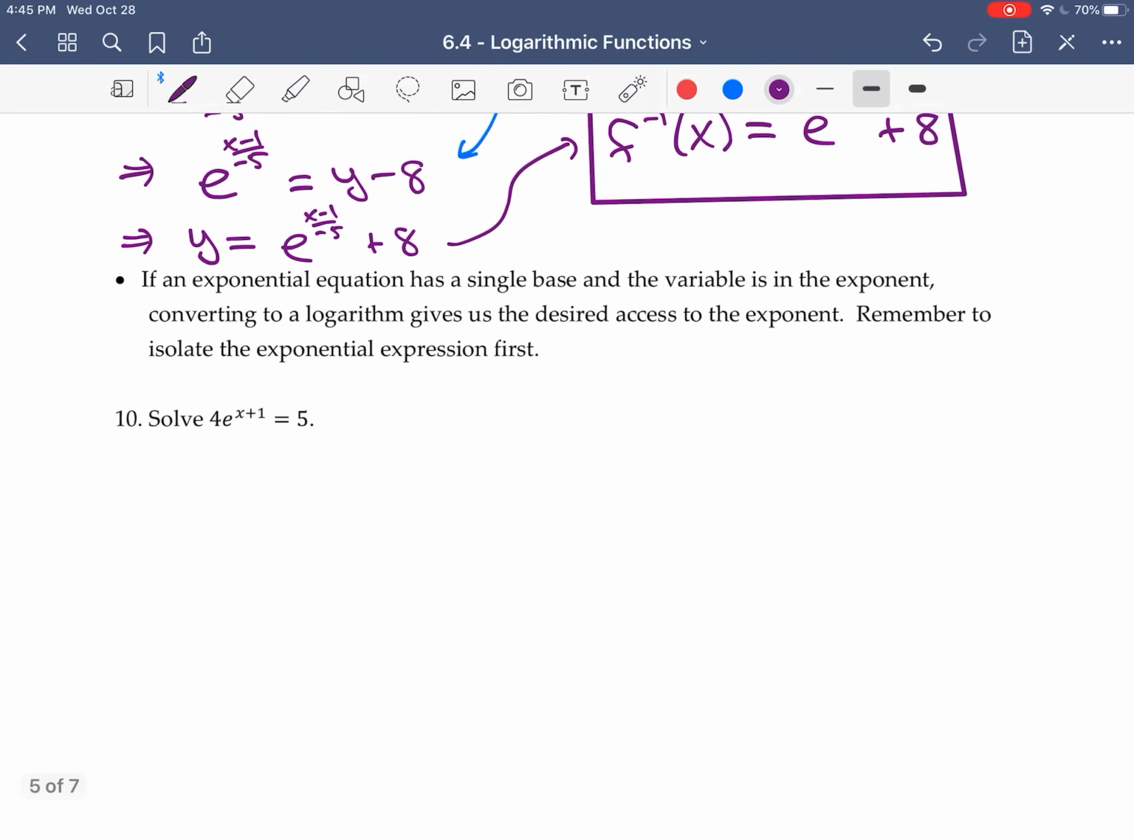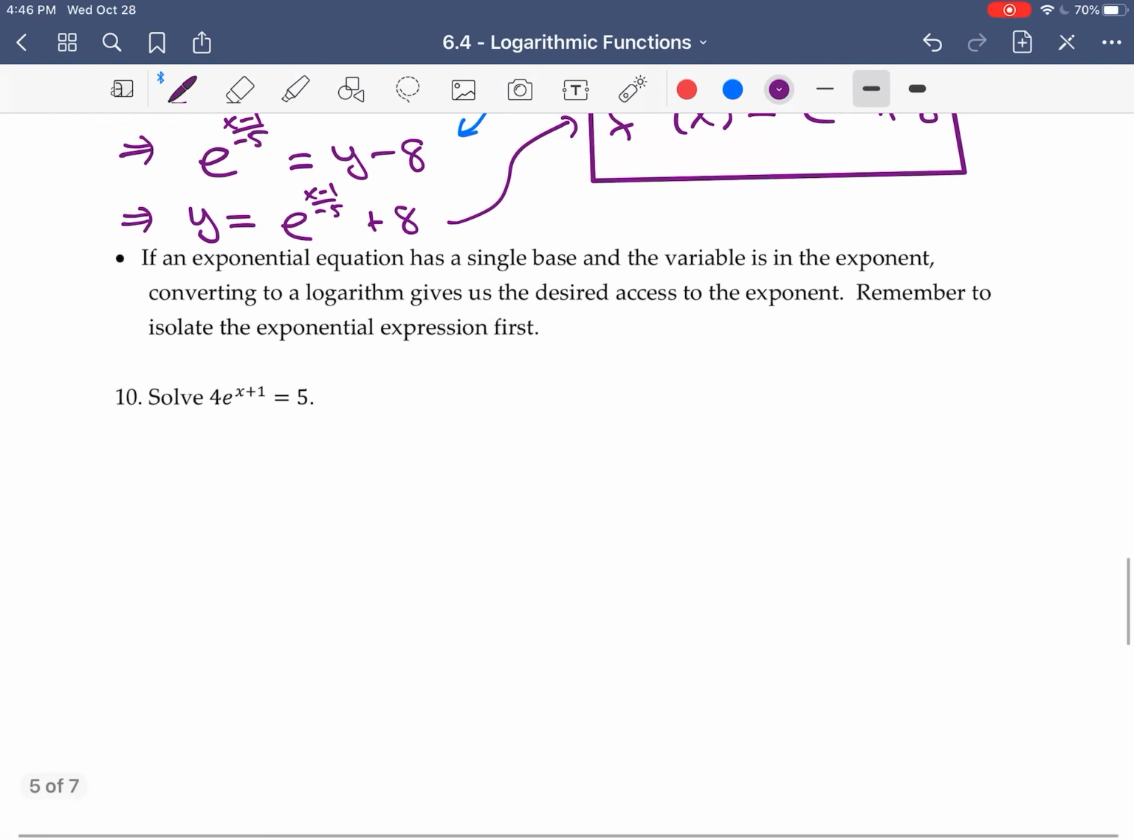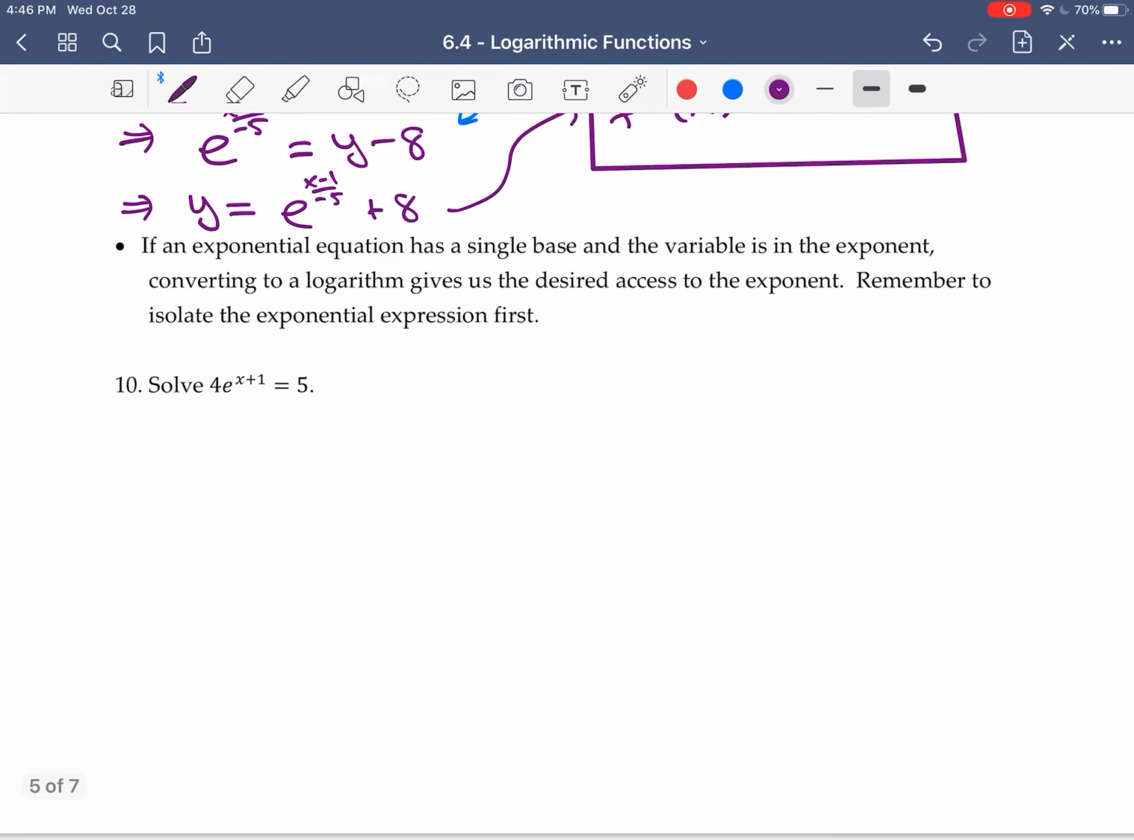Okay, let's try this one down here. Here I have a single exponential. So I want to first solve for the exponential. I'm going to get rid of that 4, so move the 4 to the other side. That's going to give me e to the x plus 1 is equal to 5 over 4.